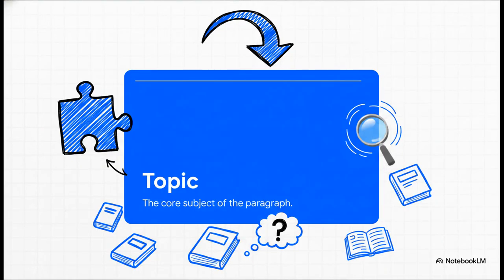Think of the topic as the absolutely most basic answer you get when you pause after reading a paragraph and ask yourself, okay, what was this broadly about? It's usually just a single word or a very short phrase. It's basically the overarching umbrella under which everything else in that paragraph sits.